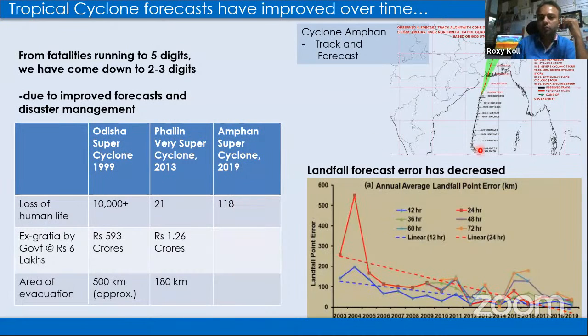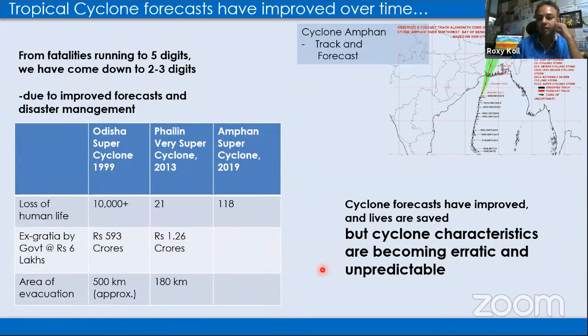And that is because the forecast of the track has improved, the forecast of the landfall has improved, and also the forecast of the intensity of the cyclone has improved. So this is a picture of how the forecast skill has improved over time during the last 15-16 years, from 2003 to 2019. So this is the landfall point error in kilometers. So in recent years, we have got quite good skill in forecasting cyclone landfall at about 24 to 36 hour lead time, right? So we have improved quite a lot in that respect.